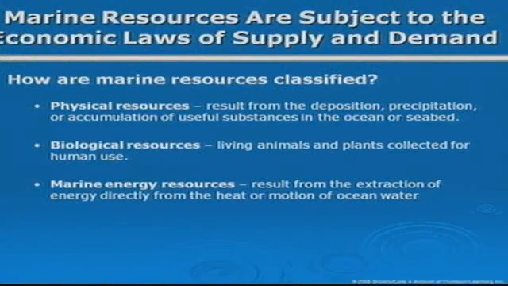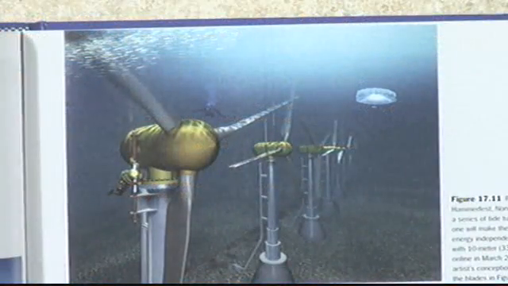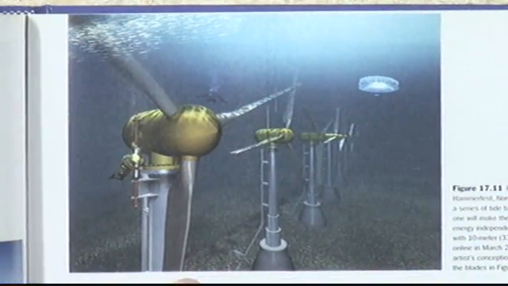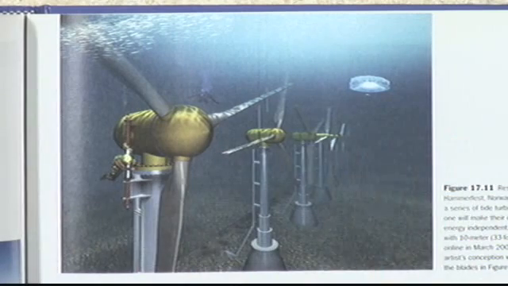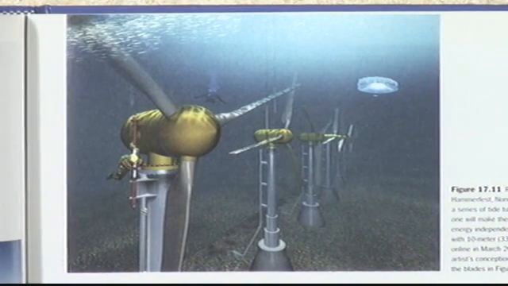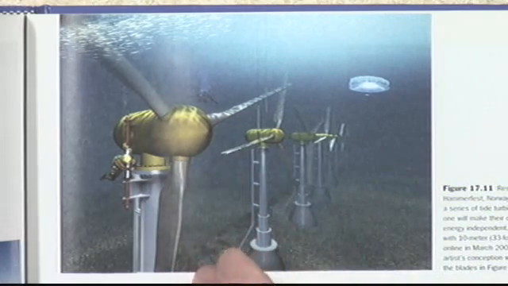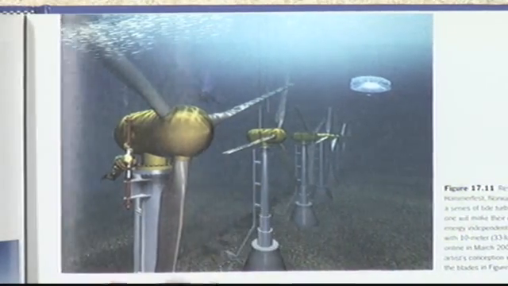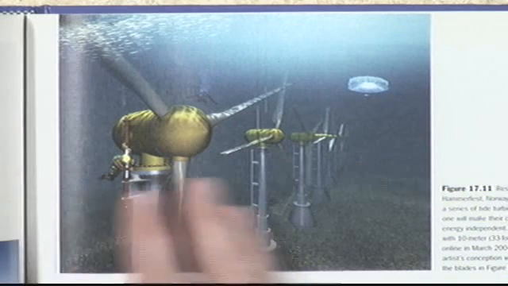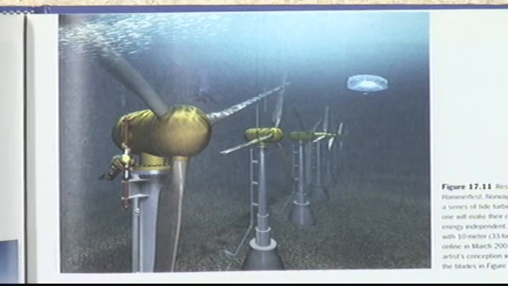This can also include tidal energy. Here we learned how tides flow back and forth, and as the water flows, then turbines can be placed underwater to take advantage of that flow from one direction or another.